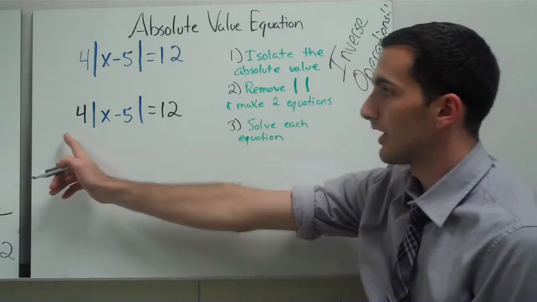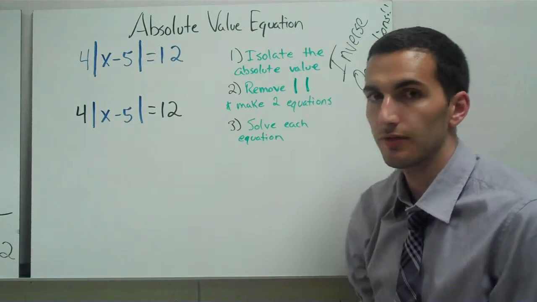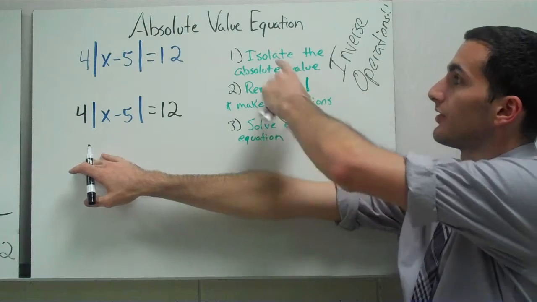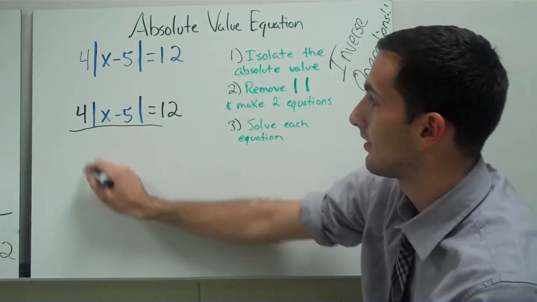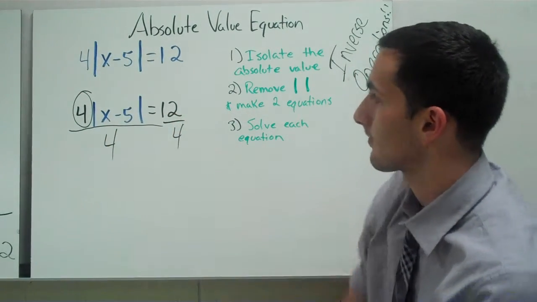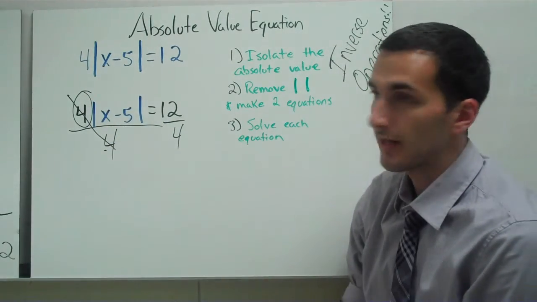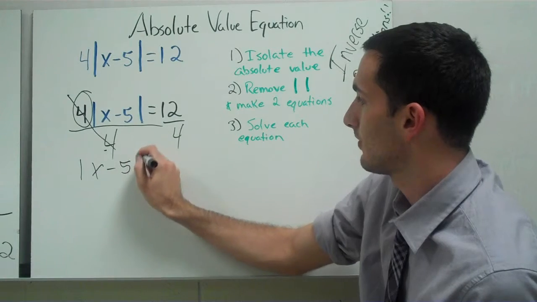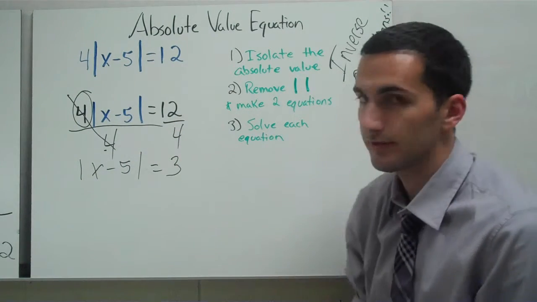Okay? So again, this says 4 times |x minus 5| equals 12. Since it's times |x minus 5| and I'm using inverse operations to isolate this, I'm going to divide by that number 4 on both sides. 4 divided by 4 is going to get rid of that. So now I'm going to bring down the |x minus 5| that I have left over equals 12 divided by 4 is 3.